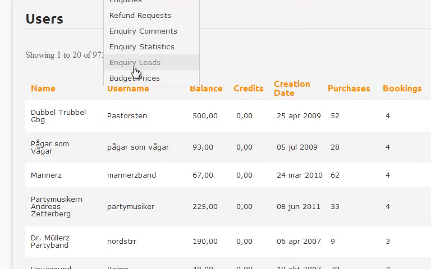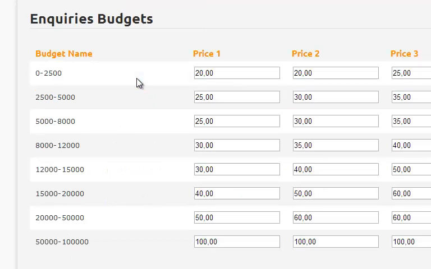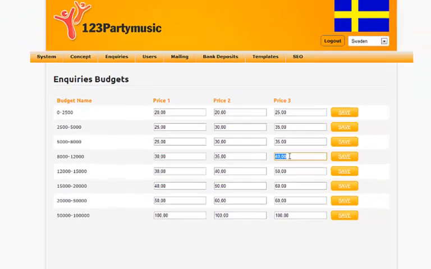So what we've done, if you go on inquiries and budget prices, we created 3 levels of prices. If your booking percentage is under 5%, your prices will remain the same as they always were. That means that if a customer has a budget of 8 to 12,000, you can buy that contact information for 30 kroner. But if your booking percentage is higher than 5%, meaning between 5 and 10%, it will cost you 35 kroner. And if it's higher than 10%, it will cost you 40 kroner.